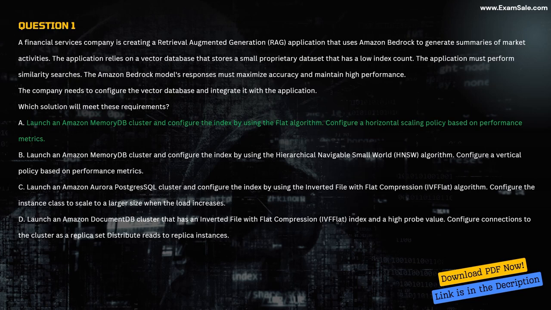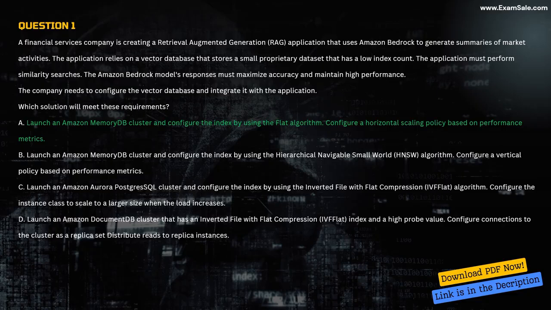A. Launch an Amazon MemoryDB cluster and configure the index by using the flat algorithm. Configure a horizontal scaling policy based on performance metrics. B. Launch an Amazon MemoryDB cluster and configure the index by using the hierarchical navigable small world (HNSW) algorithm. Configure a vertical policy based on performance metrics.